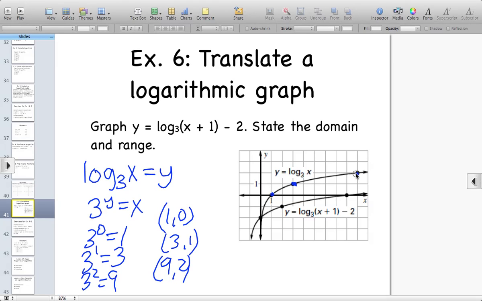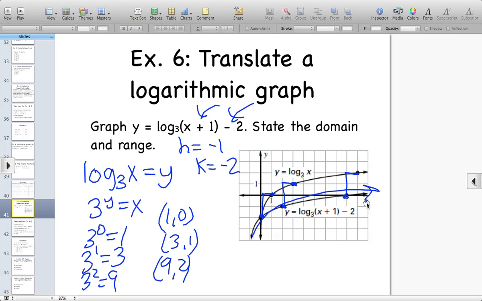Going back to the function, we have an h value of -1 and a k value of -2. So h tells me to shift to the left 1 unit, and k tells me to shift down 2 units. So there's my new point: to the left 1 and down 2. So now I have my new points.